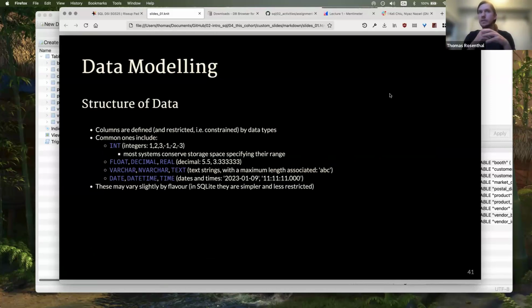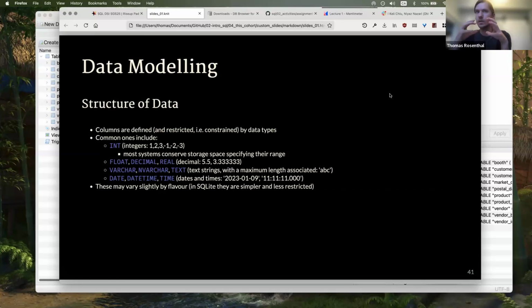Columns are defined and therefore restricted or constrained by their data types. I've talked about data types a bit already. Some common ones include int, so integers. These are your whole numbers: 1, 2, 3, minus 1, 2, 3, 1 million, whatever.